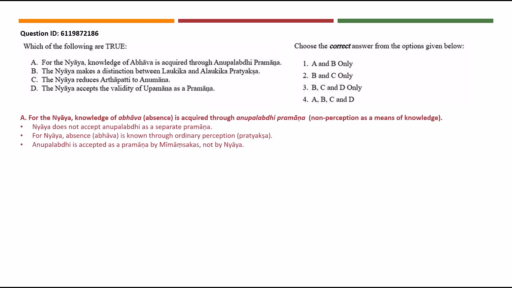Let's start with A. For the Nyaya, knowledge of abhava is acquired through anupalabdhi pramana. It means knowledge of absence is acquired through non-perception. Nyaya does not accept anupalabdhi as a separate knowledge. It means non-perception is not considered as a separate knowledge. Anupalabdhi is non-perception and pramana is knowledge here. For Nyaya, absence is known through ordinary perception, for which we know the term is pratyaksha.